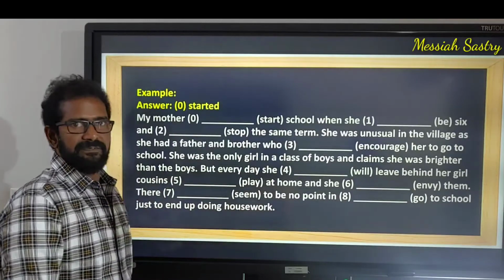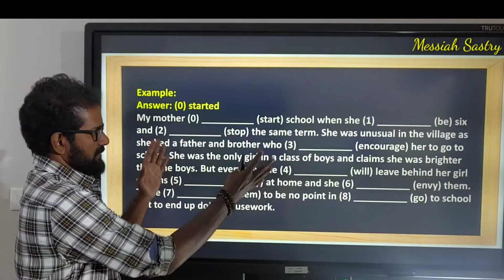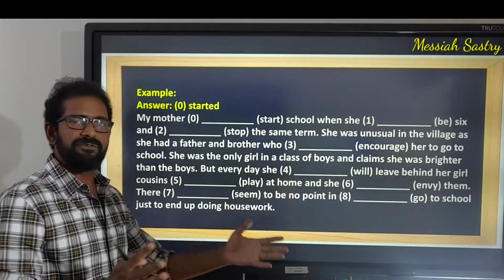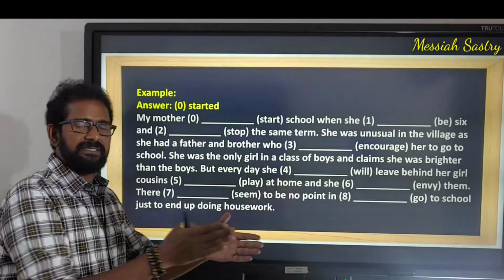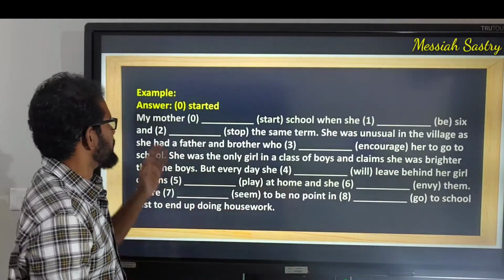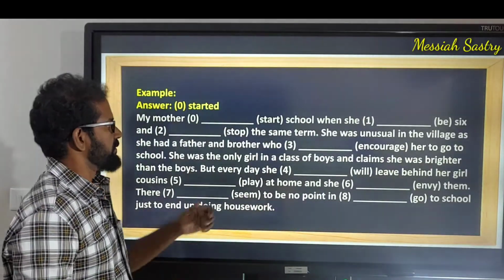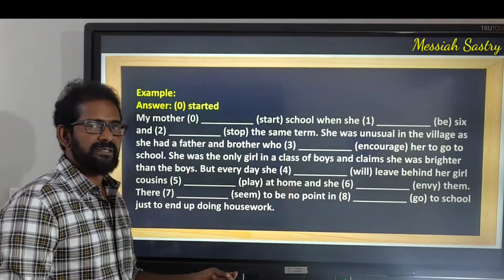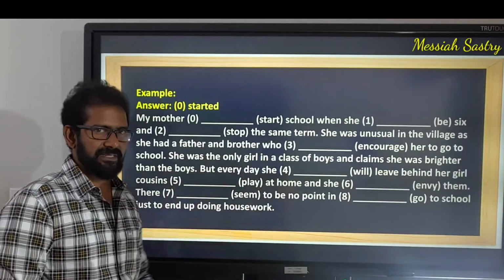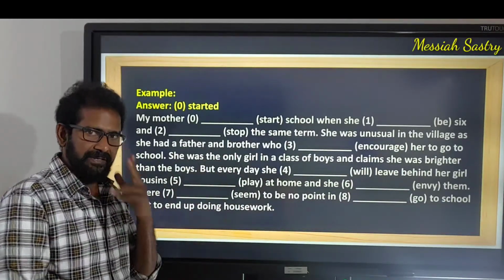You are given a paragraph and this paragraph has to be filled with the correct tense. So we have two tenses, present tense and past tense. The blanks have to be filled with either present tense or past tense. Before deciding which tense, we are supposed to read the paragraph and understand it. So let's read the paragraph.